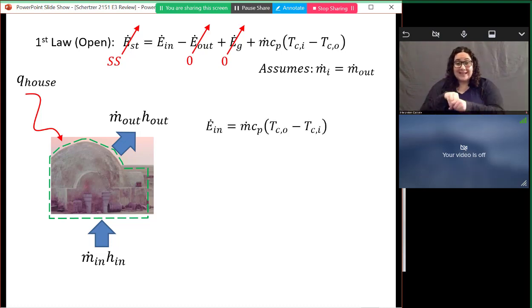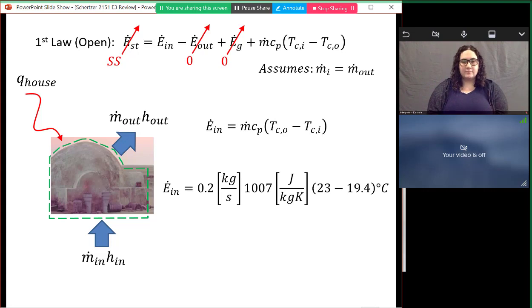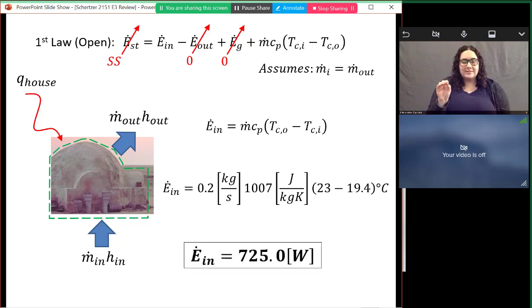So then I can get an equation here that the energy that's coming in, the energy we're able to remove in this steady state situation, can be found. It's going to be equal to the mass flow rate of the air times the specific heat of the air times the temperature difference of the air, right? So here we're told that the air leaves the house at 23 degrees, but we found before that it entered the house just a little bit under 20 degrees. So we can see that we're removing 725 watts of heat from the house, sort of continuously.